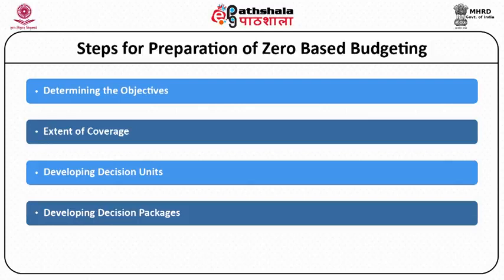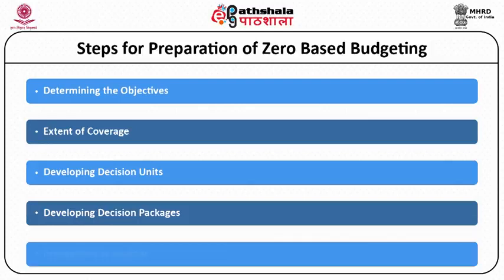Last but not the least is the preparation of budget. Based upon the above steps, as I have said, determining the objectives, then extent of coverage, developing the decision units, developing the decision packages. Now is the turn to prepare the zero-based budget. That is the preparation of zero-based budget. That is the last step to prepare the budget for the selected decision units based upon the maximum cost benefit of the alternative chosen.